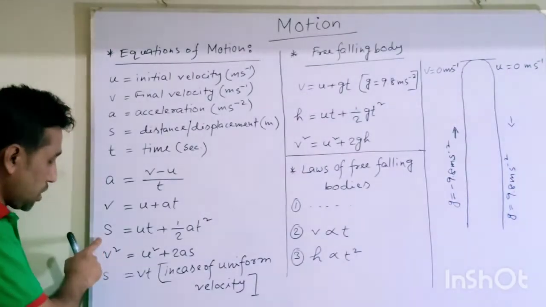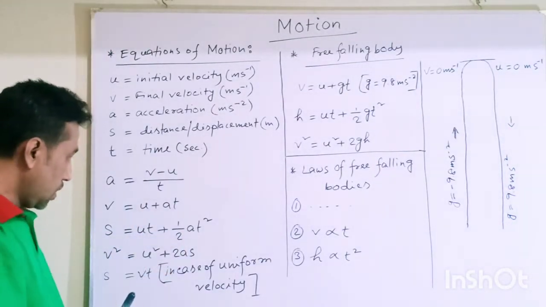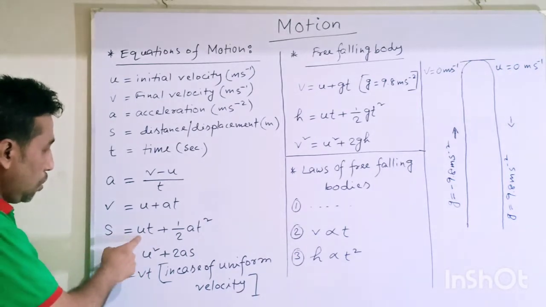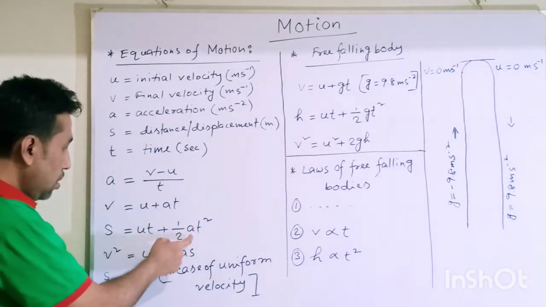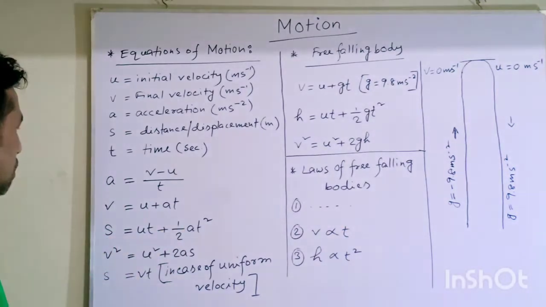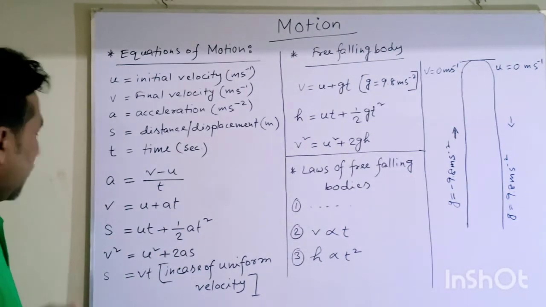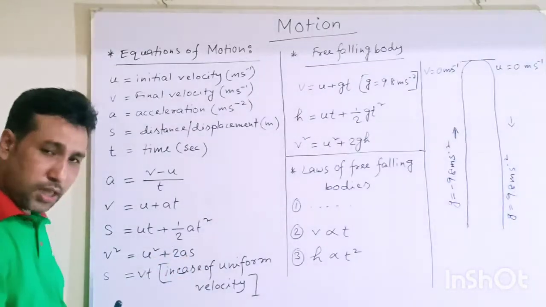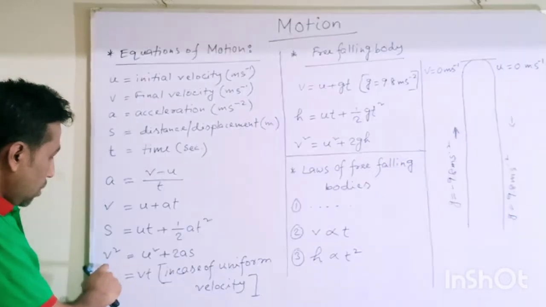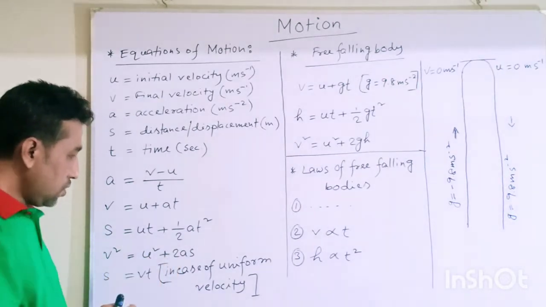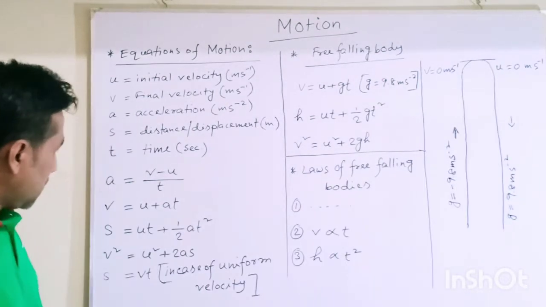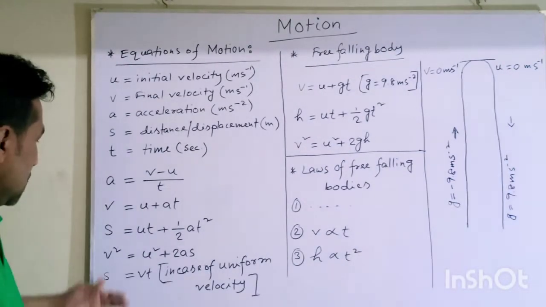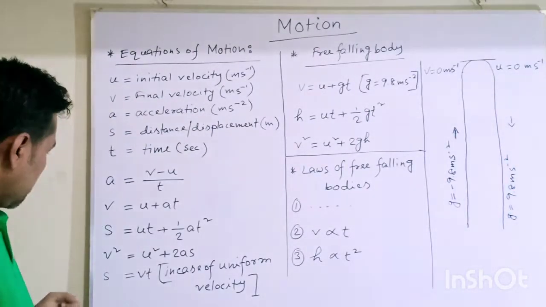The second equation is S equals ut plus half at square. Here you see how many terms are related? 1, 2, 3 and 4. If you know any three of them, easily you can determine the remaining one. Now come here, V square equals U square plus 2as, the third one. Here again 1, 2, 3 and 4, four quantities are related to each other. If you know three of them, easily you can find the remaining one.